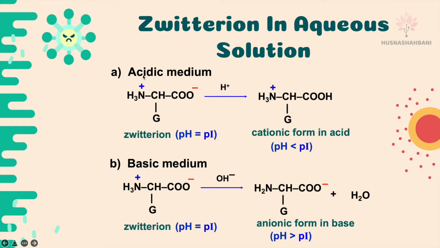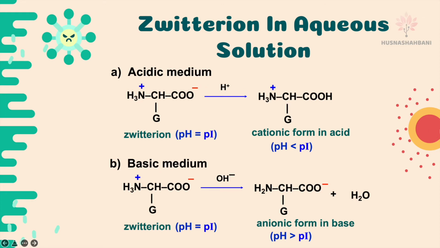In aqueous solution, when you put the Zwitter ion in acidic medium, it means there is H plus in there. This Zwitter ion can receive the hydrogen. This H plus will bond with the oxygen of the carboxylate ion, so it becomes COOH over here. The ammonium cation part remains unchanged. This is in acidic medium.